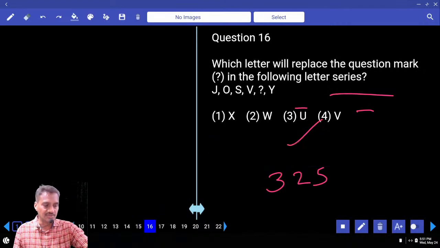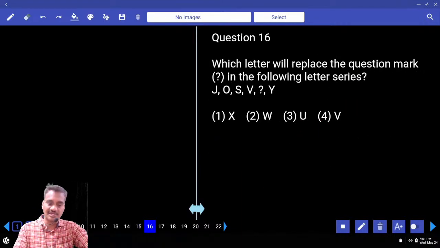Then 16th one. Now in the 16, the difference between the letters is 5. And O and S, 4. Now it is 3. 5, 4, 3, next one is 2. And V plus 2 is what? X. X, choice 1, question number 16.